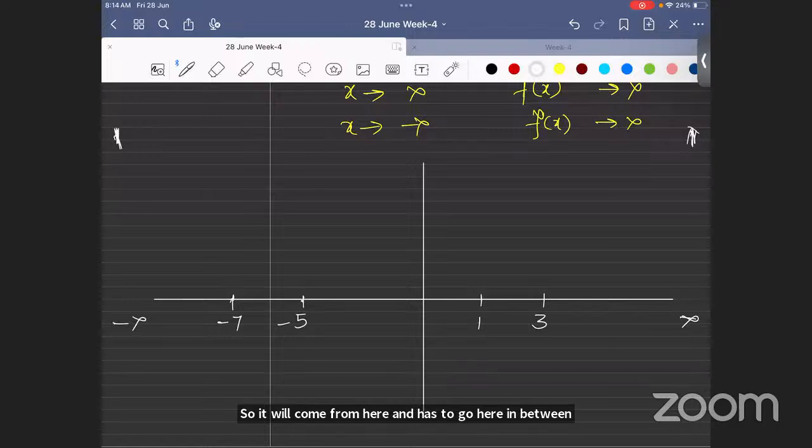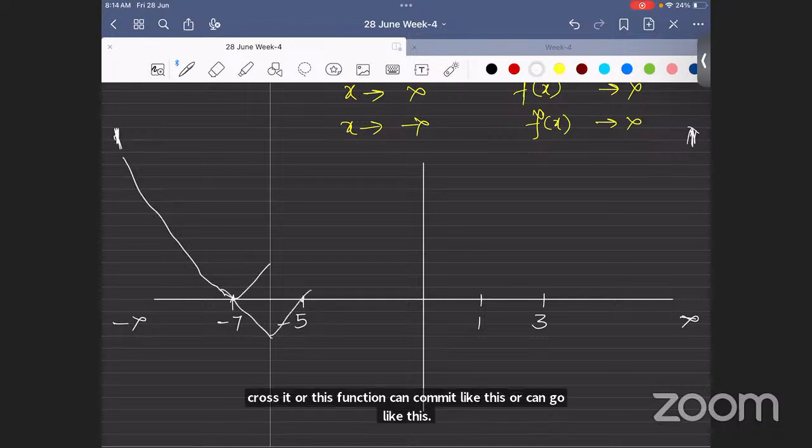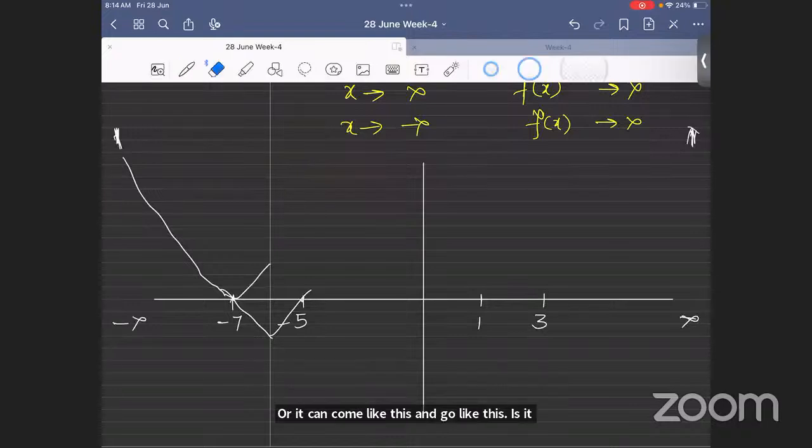Now I have to see whether it's touching or cutting the x-axis. So there can be two possibilities. It can just cross it, so this function can come like this and go like this, or it can come like this and go like this. Is it clear to everyone or not? Yes, sir.